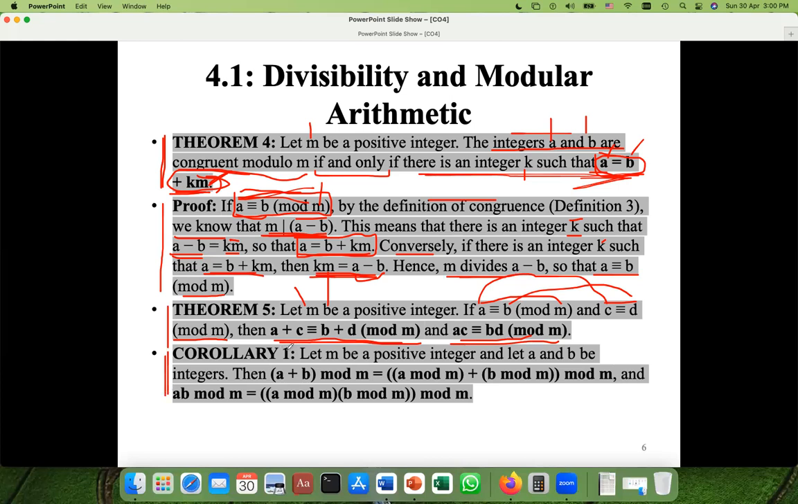And in this corollary, we again have m as a positive integer and a, b are simply integers. Then if you have something like that, (a plus b) mod m, addition of two numbers mod m, that left hand side would be equal to a mod m individually plus b mod m individually, and then the whole thing mod m.